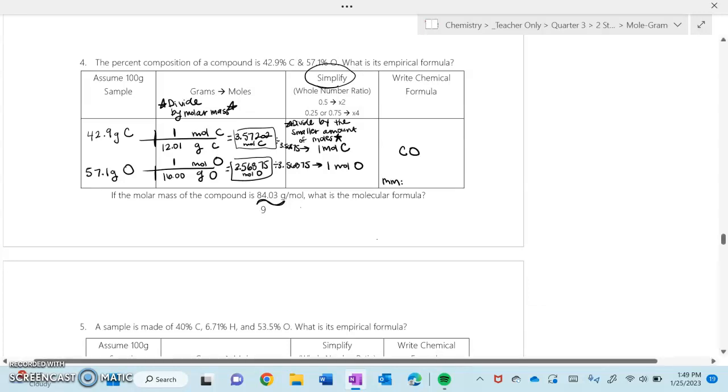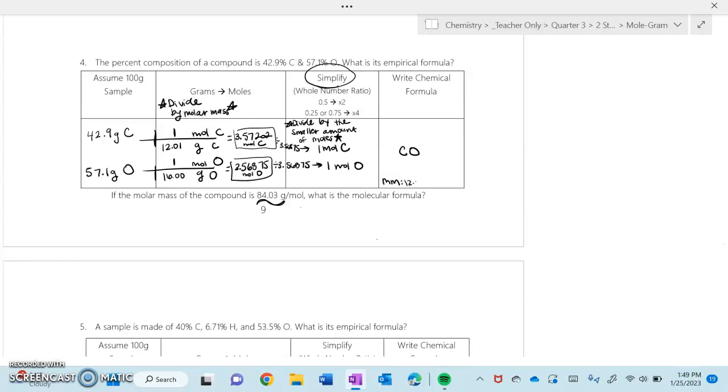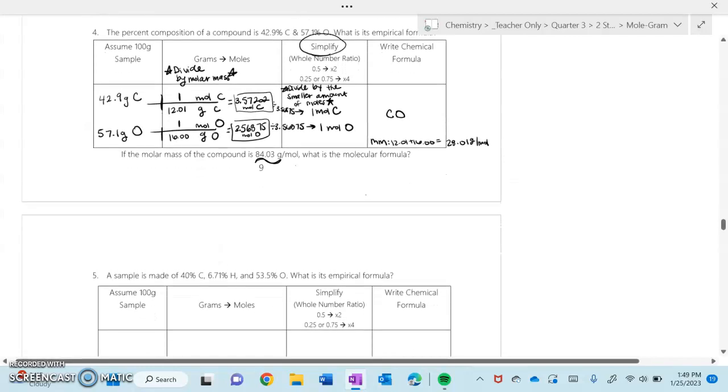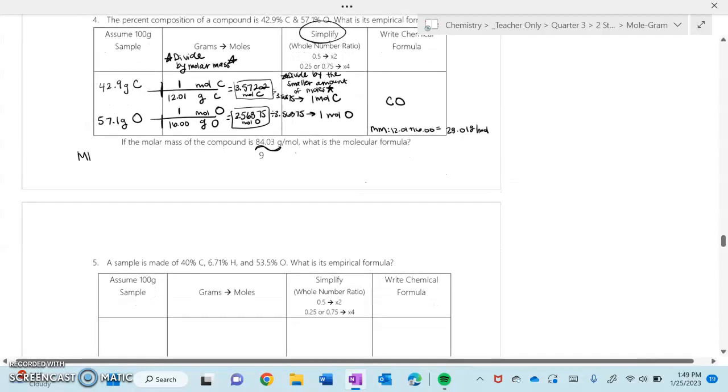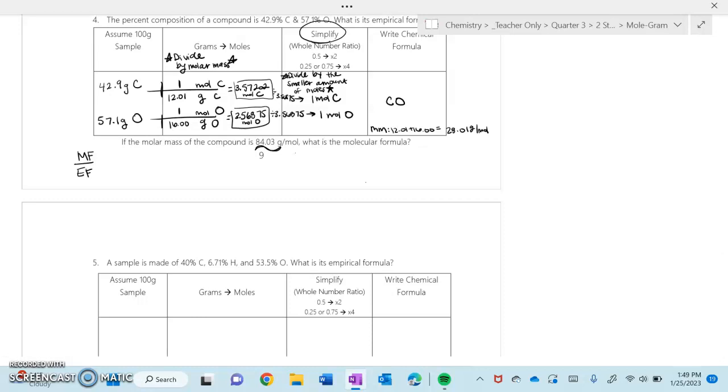For carbon and oxygen, that's going to be 12.01 plus 16.00. So that's going to be 28.01 grams per mole. There's our empirical formula molar mass. And like we talked about at the very end of the part 1 video and the start of this video, to find that scale factor based on molar mass, you can take the molecular formula molar mass and divide it by the empirical formula molar mass to get your scale factor.